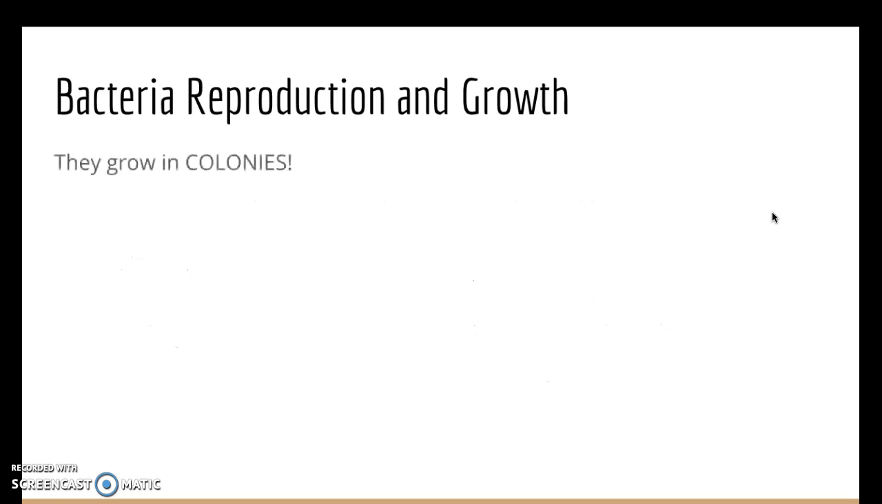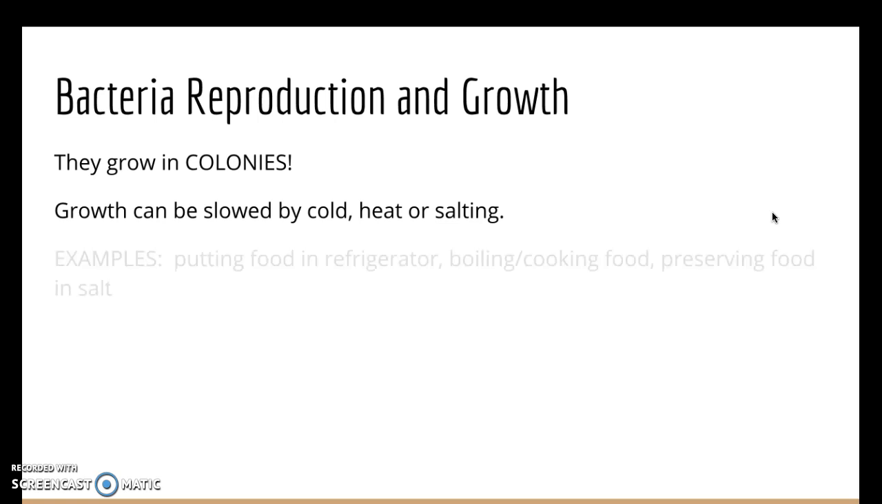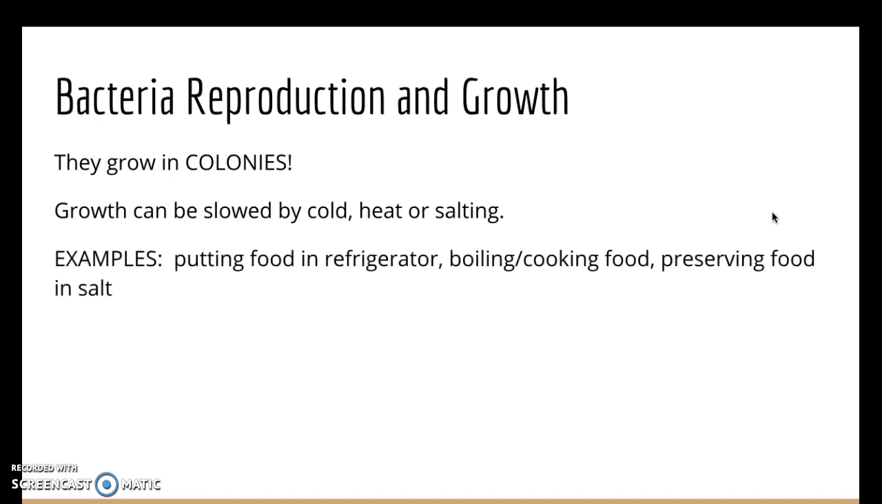To continue, they grow in something called colonies, so there will be bunches of them together. Growth can be slowed down if they get too cold, they get too hot, or by adding salt to whatever the bacteria is growing in. We'll talk about why that's important in a minute. For example, if you want to preserve food or keep bacteria from growing, you put food in the refrigerator. That's going to preserve it.